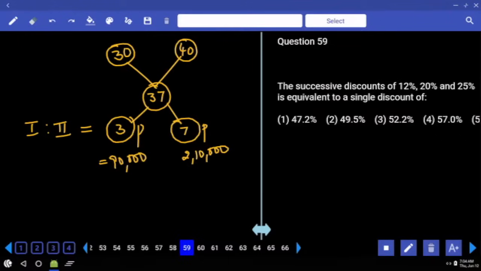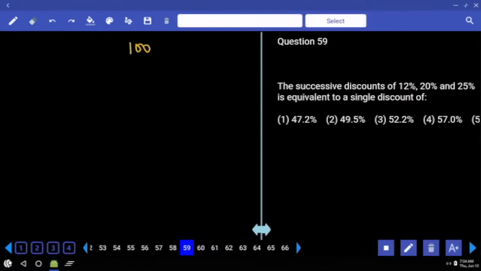Successive discounts of 12%, 20%, 25% is equal to a single discount of what? You start with 100. Your initial market price becomes 100. Discount percentages 12, 20, 25. A basic question to you all: can I change the order? Yes. In percentages, order has no importance. You can change it in whichever way is convenient to you.